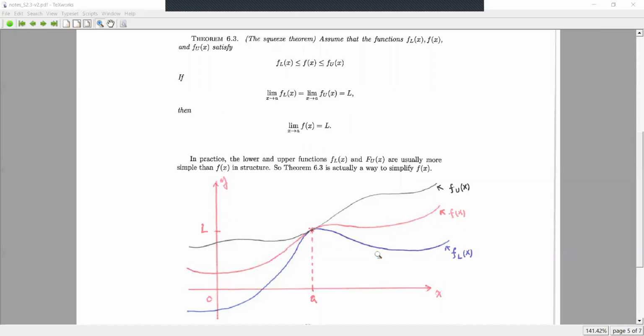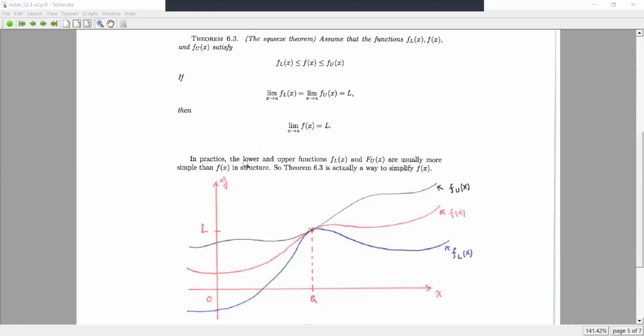Here is the case. Suppose point A is here, and this height is the number L. As x approaches the point A, the blue curve approaches this point. This point, the height is L. And the black curve approaches the same point. Because the red curve lies between the black curve and the blue curve, as x approaches A, the red curve also approaches the same point. This is the squeeze theorem.